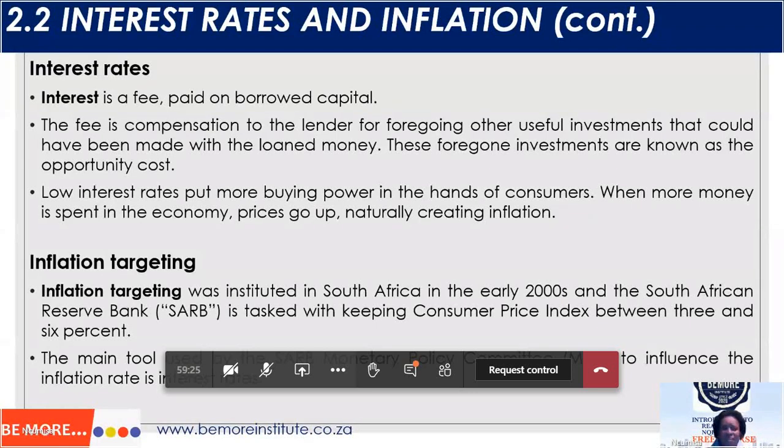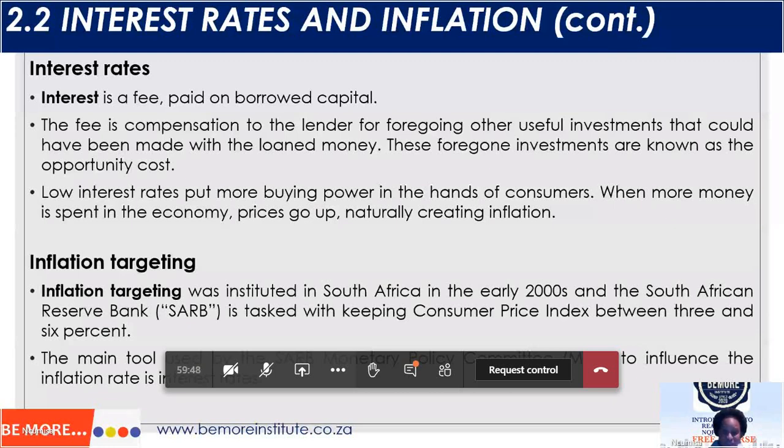There is a monetary policy that our country has adopted called inflation targeting. Inflation targeting was instituted in South Africa in the early 2000s, and the South African Reserve Bank is tasked with the responsibility of keeping the consumer price index between 3 and 6%.